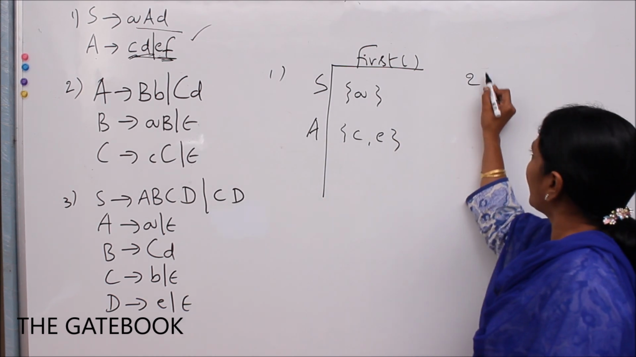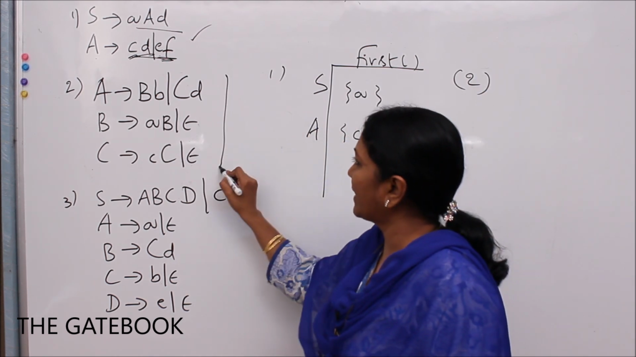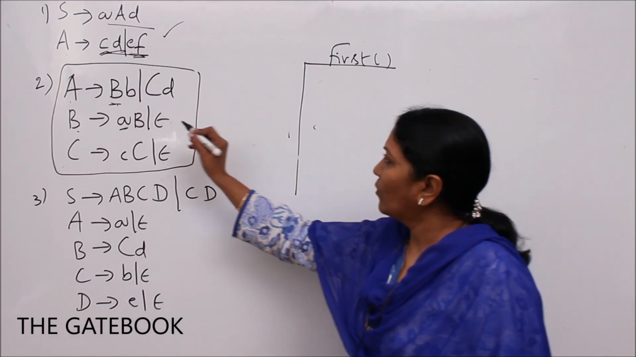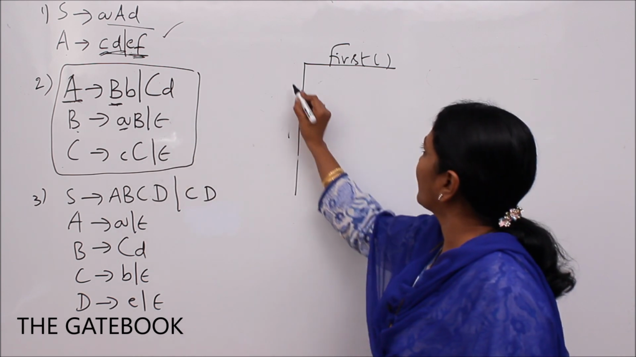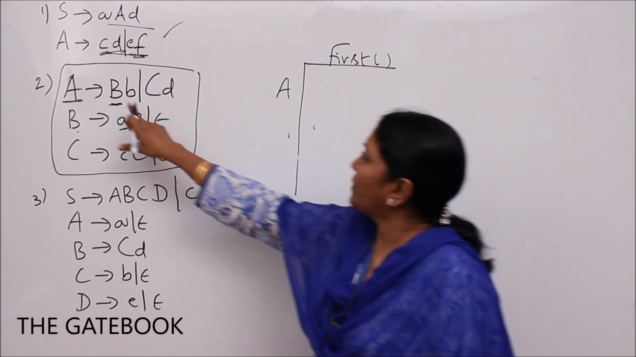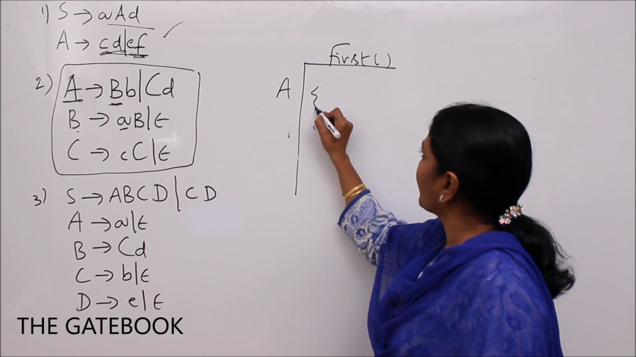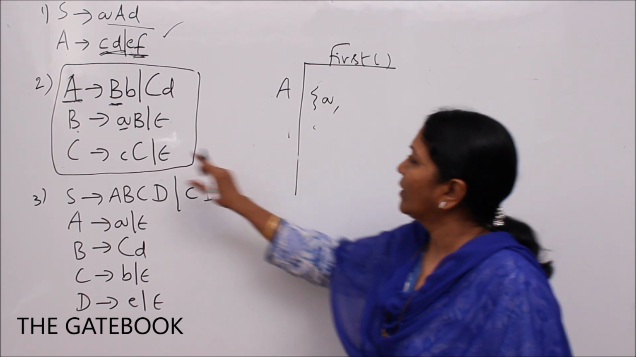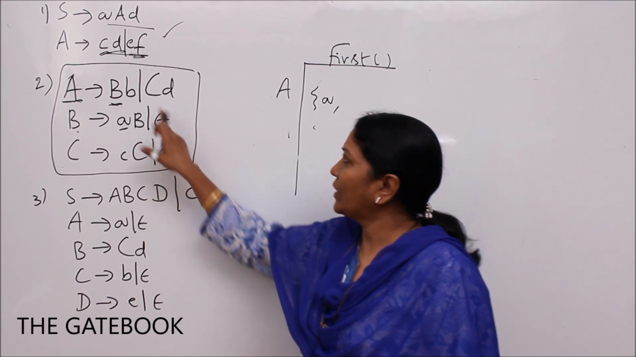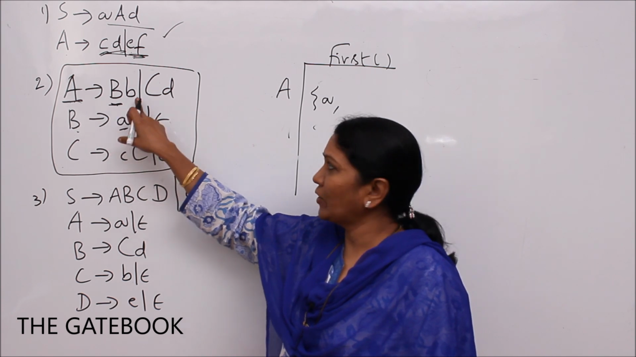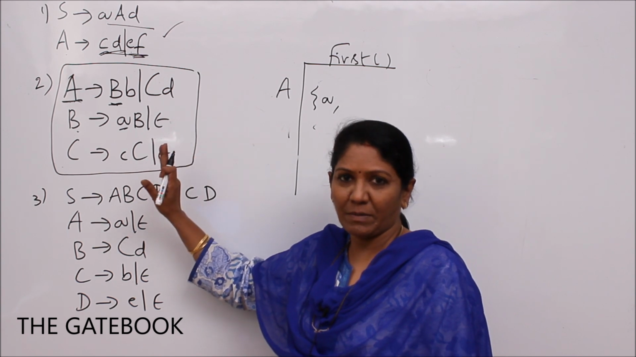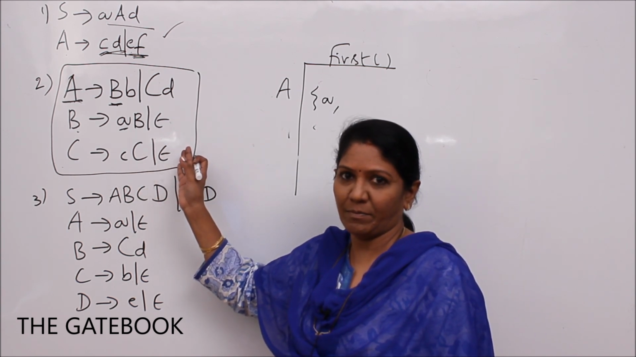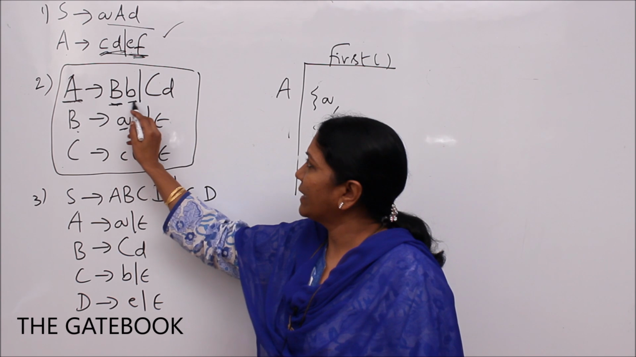Now coming to the second example. Let's take the second example. What is first of A here? First of A is first of B. So first of B is what? A. So A here, and also epsilon. So when you substitute epsilon here, it should continue with the next symbol. When B derives to epsilon, it should not stop with the first symbol. It should continue even with the second symbol. Okay. So it ends with B.